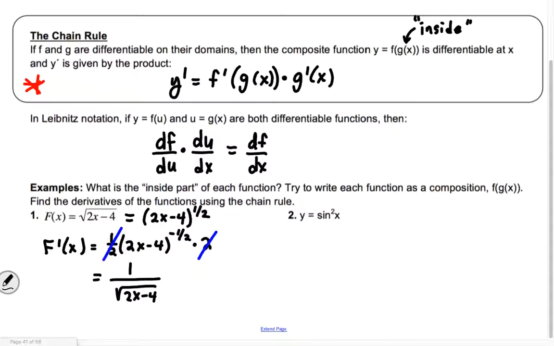All right, so on number 2, this one doesn't have parentheses. Can you identify what the inside part is? Yeah, what's happening here? This is sine of x in parentheses squared. That's what that represents. So our inside is sine of x. So we think of this as w squared.